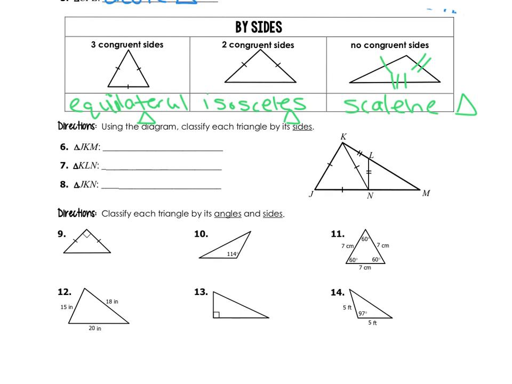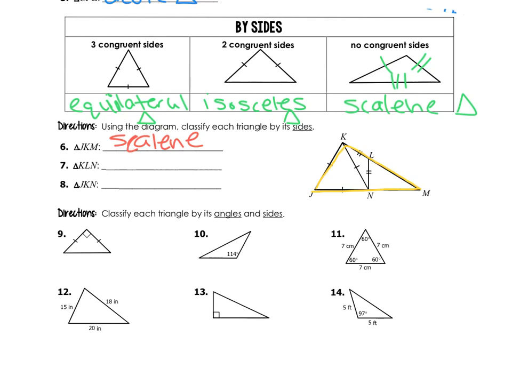All right, so let's take a look. For question 6, we want to categorize the triangle by its sides. So I'm going to outline JKM. So here's JKM. Now I see none of the sides are congruent, so this is going to be a scalene triangle.